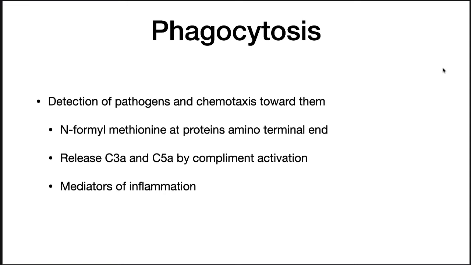First of all, phagocytes have receptors that will recognize N-formyl methionine in proteins. Only bacteria form proteins with an N-formyl methionine on them, and if a phagocyte detects that, they will start to migrate towards that area. Remember that complement releases C3a and C5a. These are chemoattractants for phagocytes. Finally, the mediators of inflammation, these compounds that get released, such as histamine, will attract phagocytes to an area.